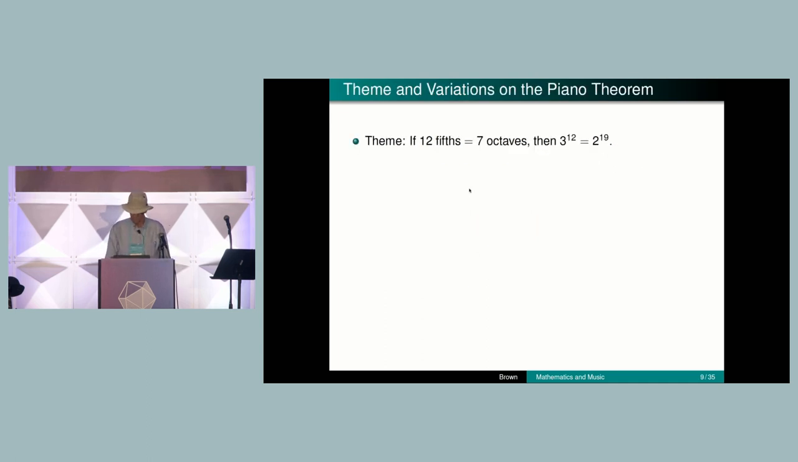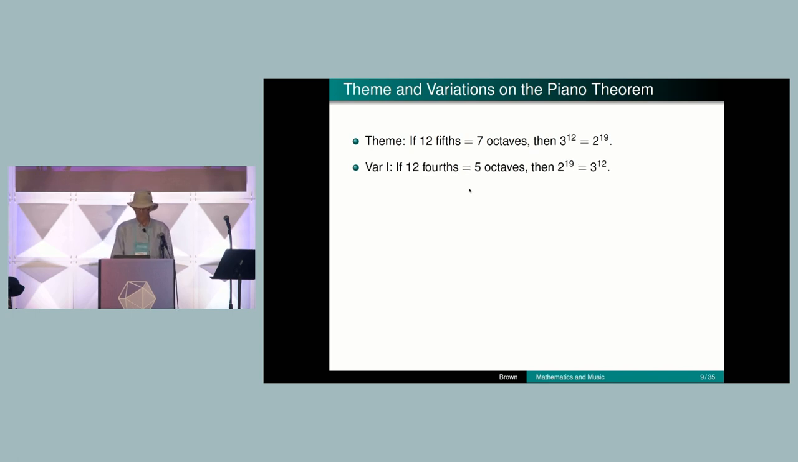So that's a theme. If 12 fifths is 7 octaves, then 3 to the 12th equals 2 to the 19th. Of course, the ifs are not correct. It's not quite that way. They're tempered.